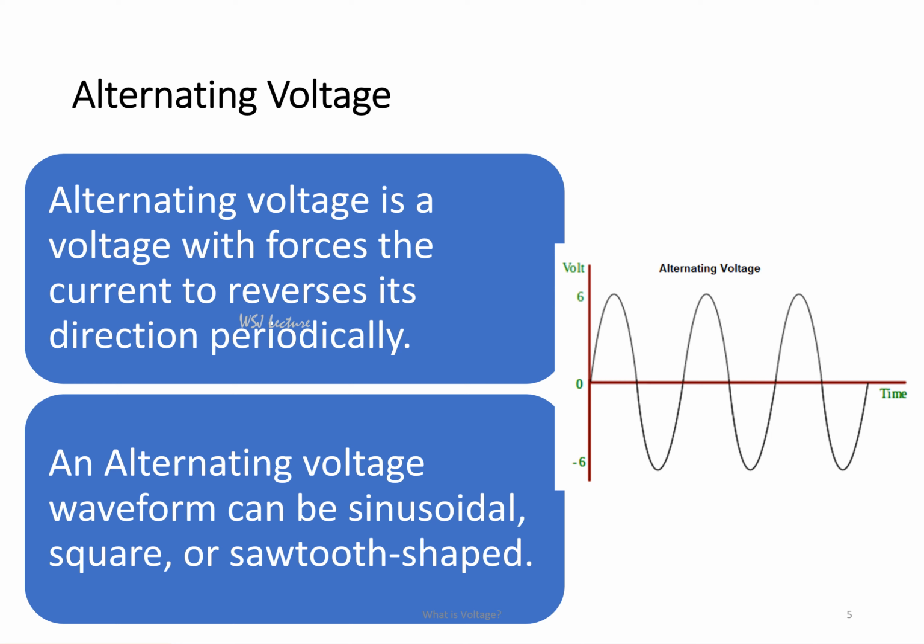Alternating voltage. Alternating voltage is a voltage which forces the current to reverse its direction periodically. An alternating voltage waveform can be sinusoidal, square or sawtooth shaped. A graph is shown here, and this is an example for alternating voltage. It is a sinusoidal waveform.